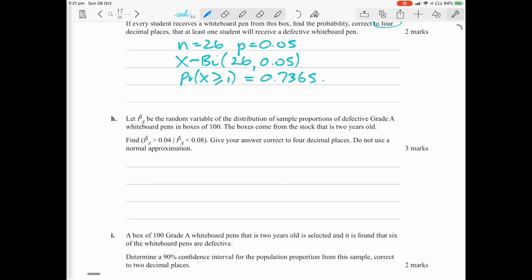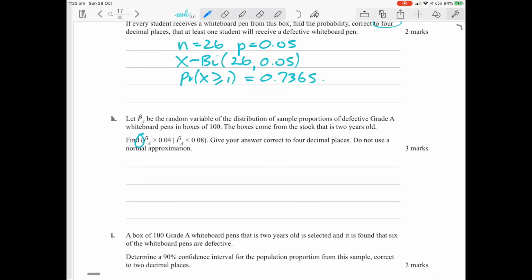Let P hat of A be the random variable of the distribution of sample proportions of defective grade A whiteboard pens in boxes of 100. The boxes come from stock that is 2 years old. Find the probability that the proportion is greater than 0.04, given that it's less than 0.08.